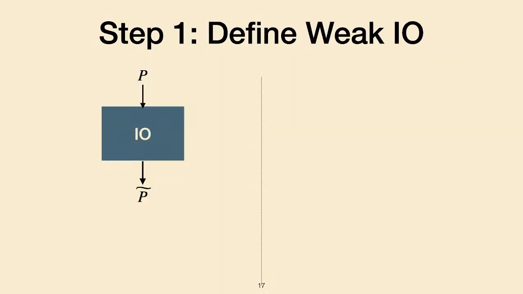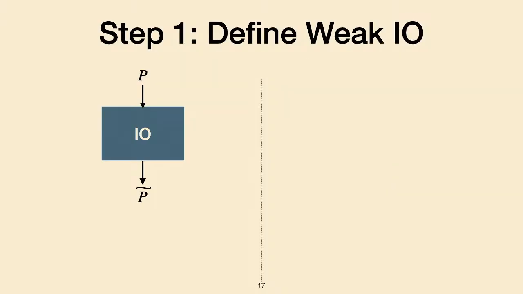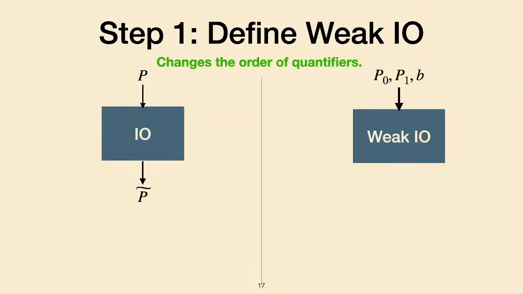So regular I/O, what you do is you take some program P as input, and you output some P tilde. And in weak I/O, I'm going to change the order of quantifiers. So weak I/O is actually going to take as input 2 programs, P0, P1, and a bit B, and outputs some obfuscation, P sub B.